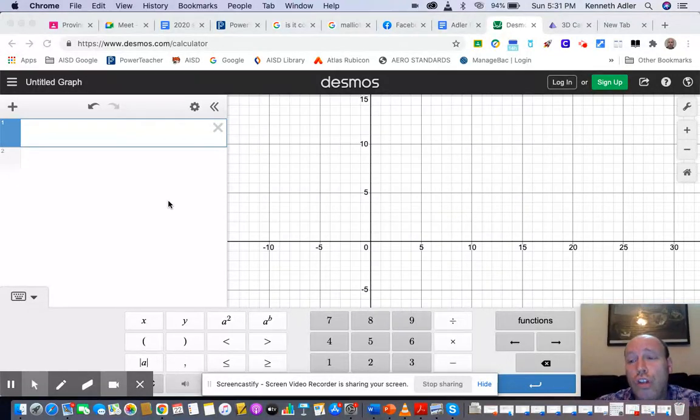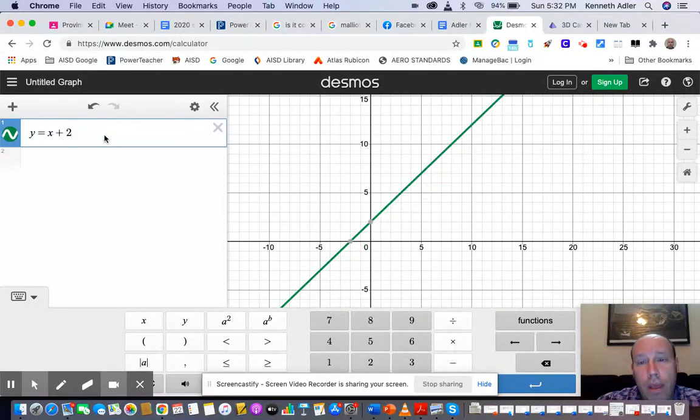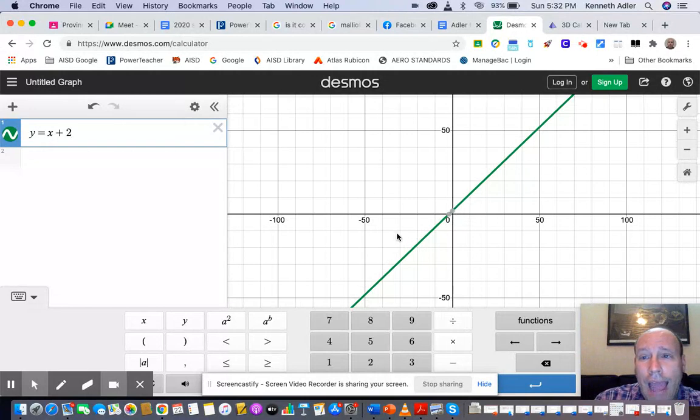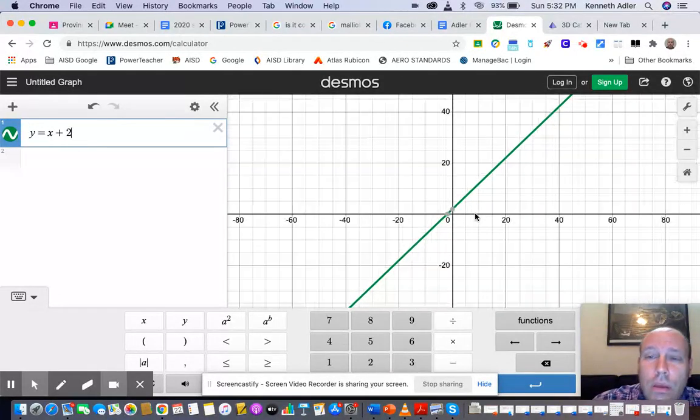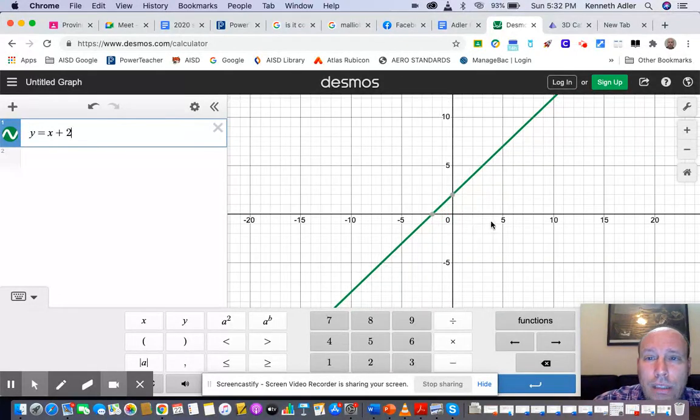Anyway, the domain is the x values, and the range is the y values that pop out. For example, y equals x plus 2. We see that I can stick in every single x value, and I can get any y value. So the x values are all the reals, and the y values are all the reals. That's the range values.